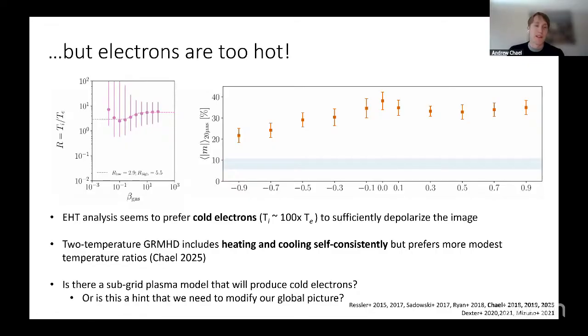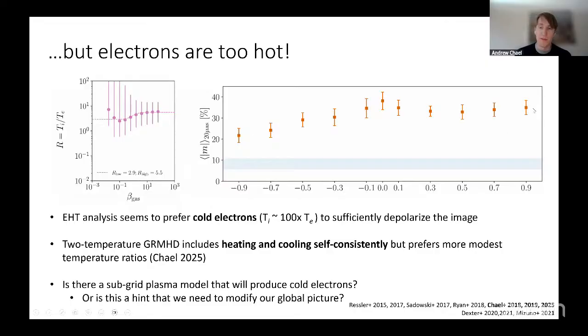But when we attempt to do these simulations more self-consistently, throwing in more physics and actually evolving the electron temperature against the ion temperature and not just assigning it after the fact, we have found that most of our models don't predict electron temperatures that cold. We usually obtain electrons that are only a few times colder than the ions. So I think this is an active area of work. And as you can see here, those produce polarization fractions across the whole range of black hole spin which are much higher than what we observed.